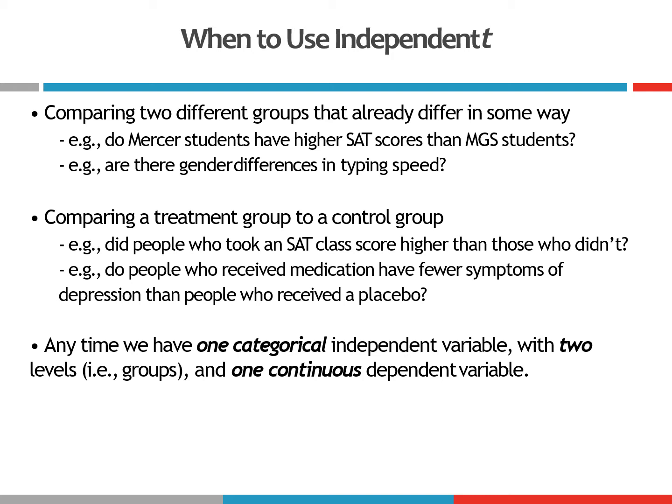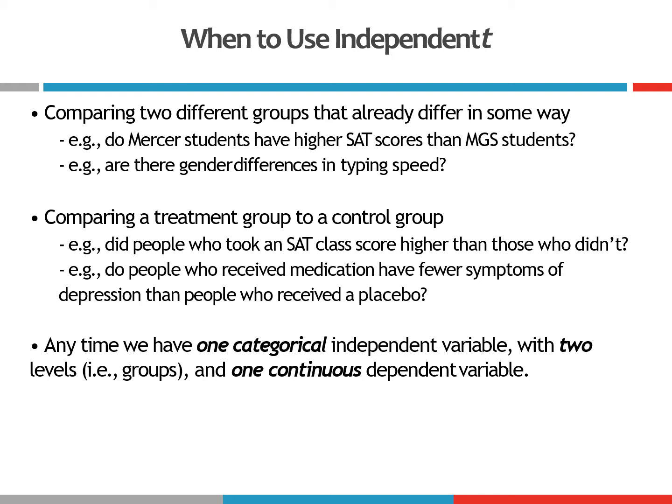Another scenario in which we would want to conduct an independent t-test is if we're comparing a treatment group to a control group, right? So let's suppose that we are trying to evaluate the effectiveness of an SAT prep course. If we wanted to know if people who took the SAT prep course scored higher on the SAT than those that didn't, again, we have a categorical variable, which is in this case the variable that's manipulated, right?